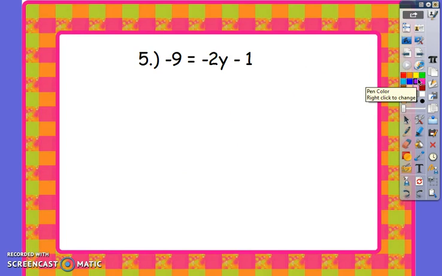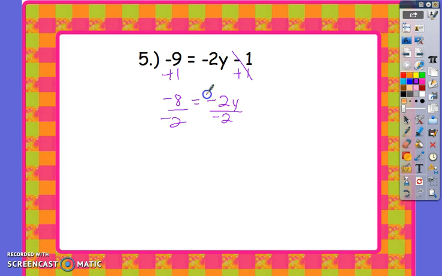Number 5. We want to isolate our variable. We have a minus 1, so we are going to add 1 to both sides. Minus 1 plus 1 equals 0, so I'm left with negative 2y on the right side. Minus 9 plus 1 is a negative 8. Now I need to divide both sides by negative 2. Negative 2 divided by negative 2 equals 1, so I'm left with y. And negative 8 divided by negative 2 equals 4. You have two negatives, so you're going to have a positive answer.